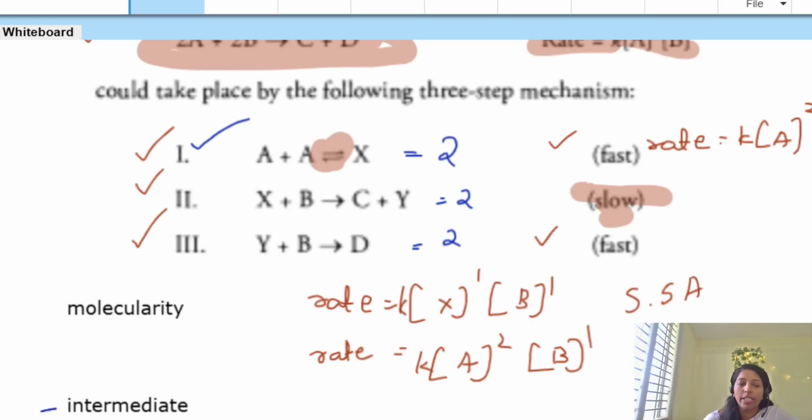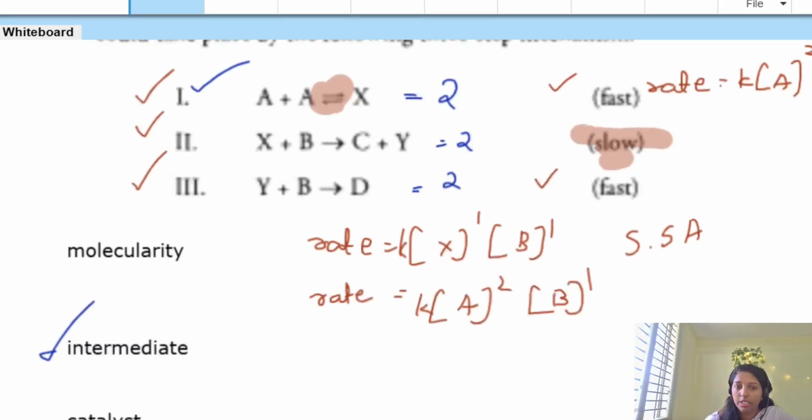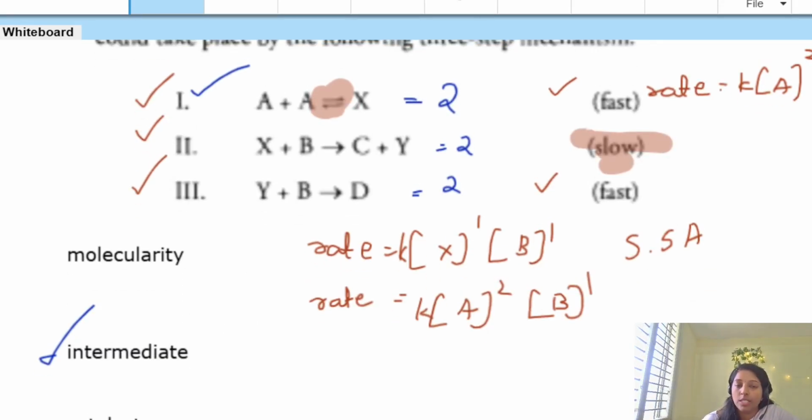Then what is called an intermediate? Intermediate means something that is formed in one step and consumed in another step.